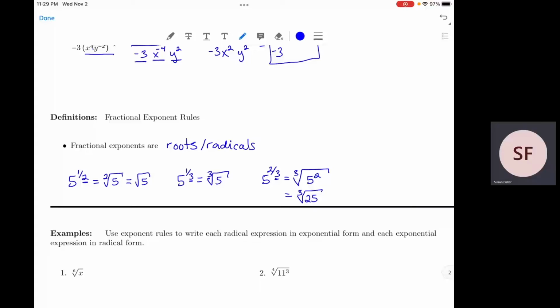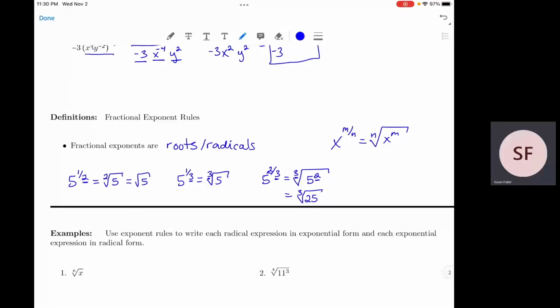So the number on the bottom creates the index of the radical, the thing that goes in here. The thing on top goes with the base to the inside as an exponent. To write this pattern in general form, I can say that x to the m over n power, we can write this as the nth root of x to the m power.